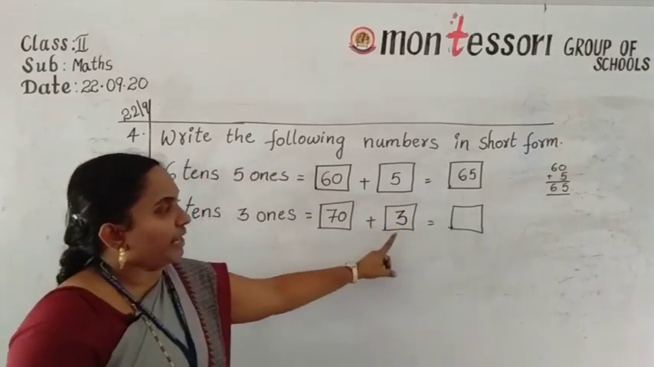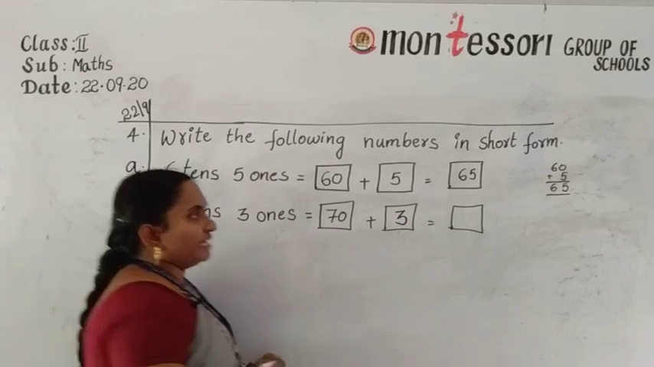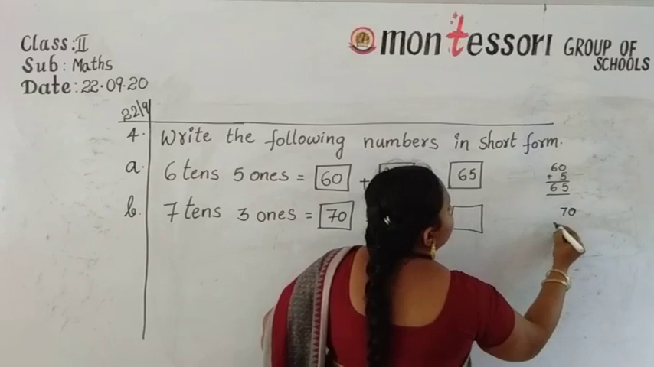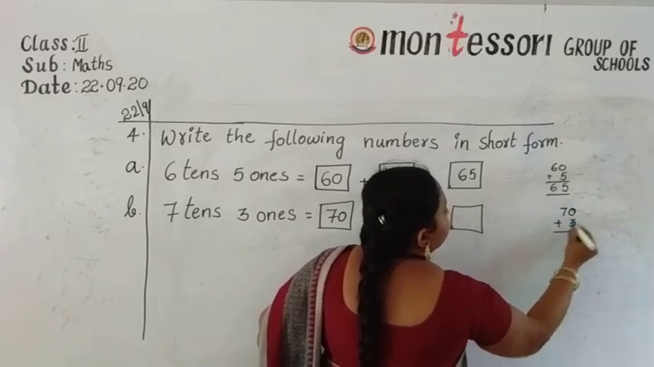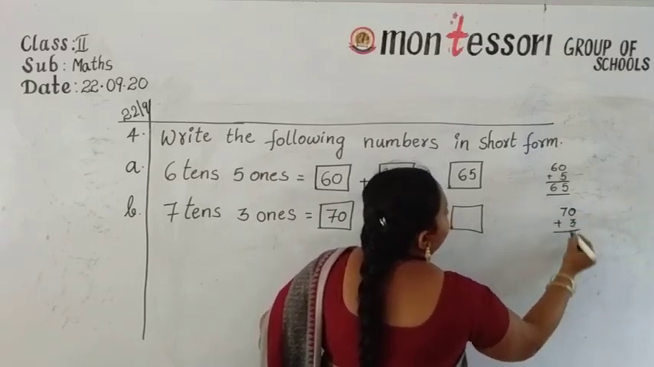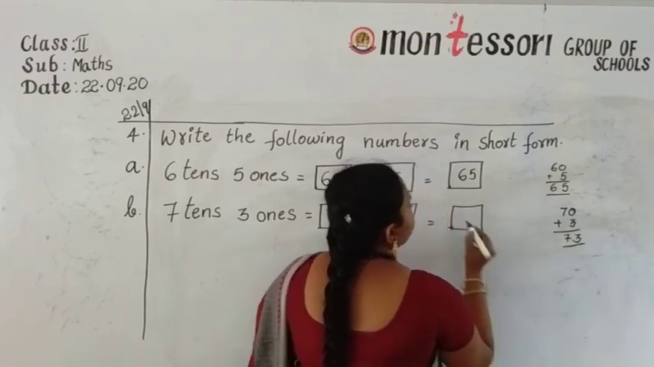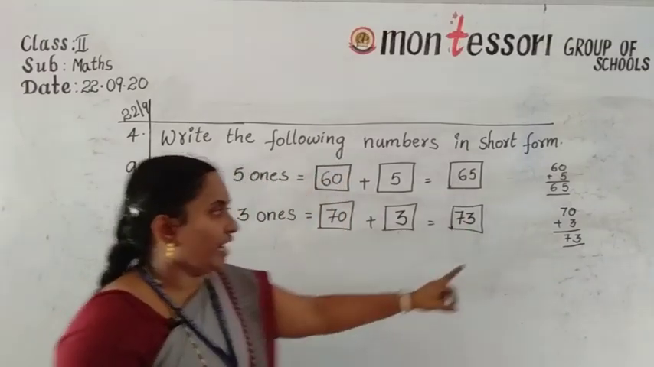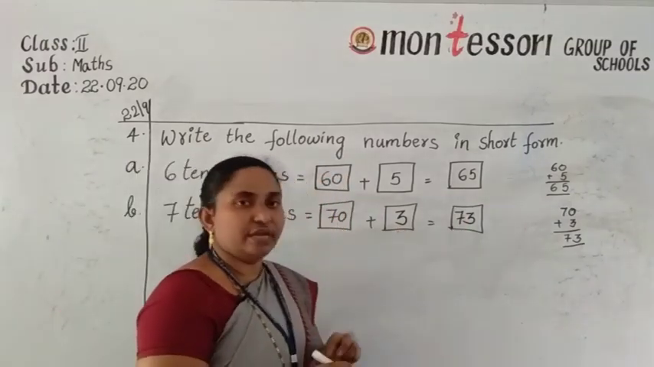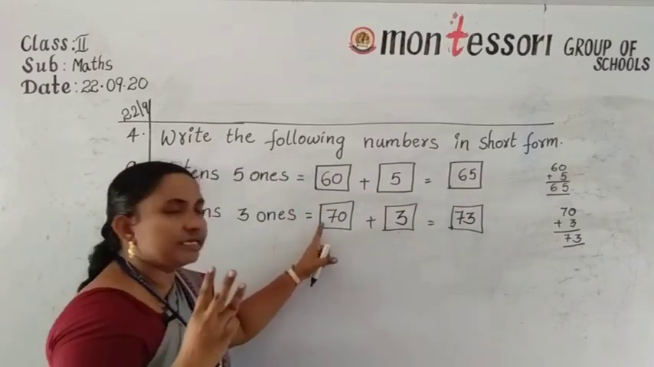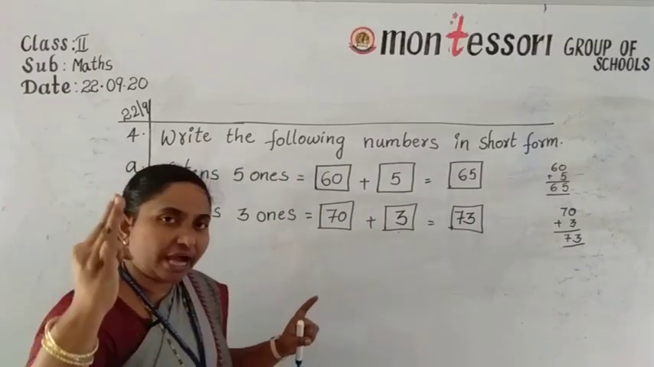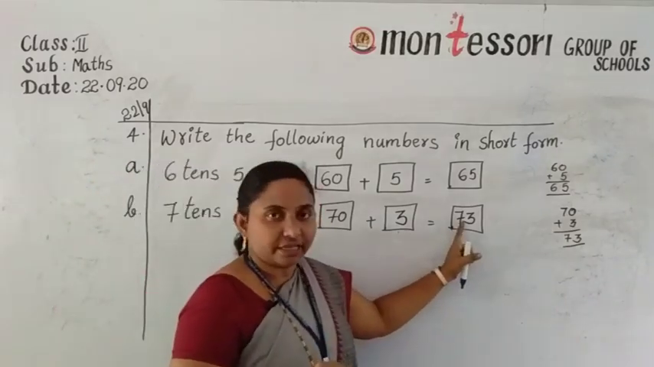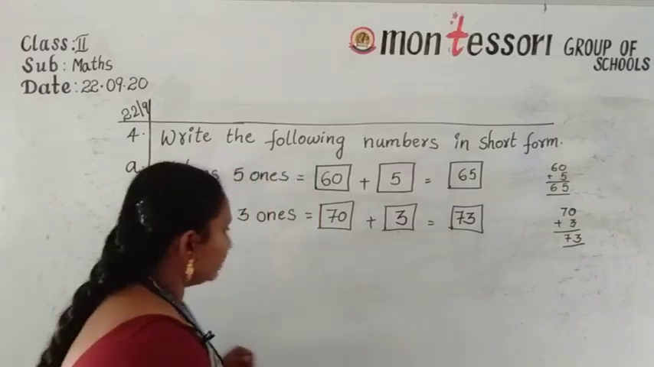70 plus 3. If you don't know, now I am writing the addition here. 70 plus 3. 0 plus 3 is 3. And again I am writing here 7. What is the answer? 73. Okay, this is one method. Another method: here I am taking 3 in my fingers. Here what is the number? 70. After that 71, 72, 73. So now I am writing here 73. Understood? Now I am going to C bit.